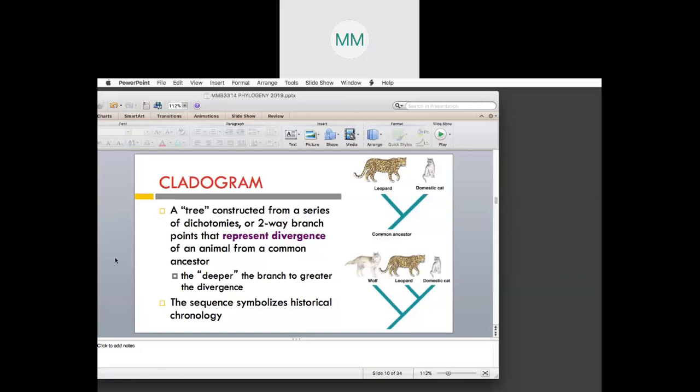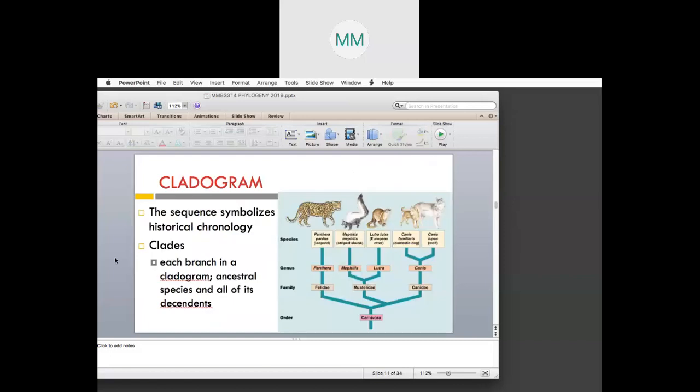Any point you don't understand, please, you can stop me. So the sequence symbolizes historical chronology. Clades are where each branch in a cladogram is an ancestral species and all of its descendants. So a cladogram will always represent these as the descendants, okay, and then these ones are called the ancestors. At any of the branching points also, they are considered ancestors.